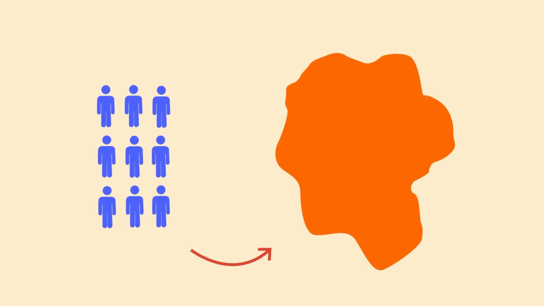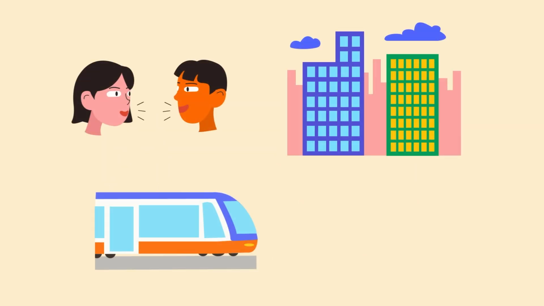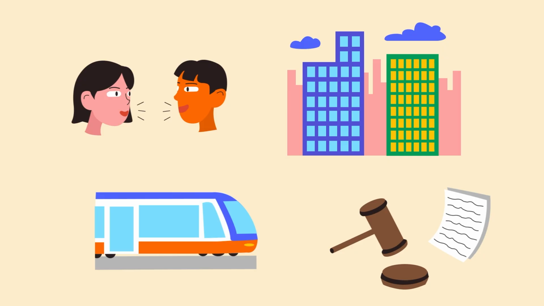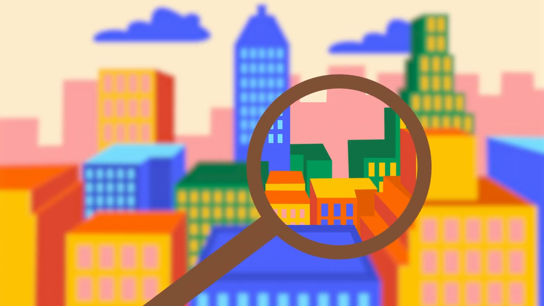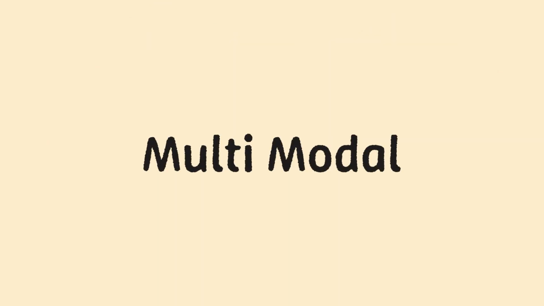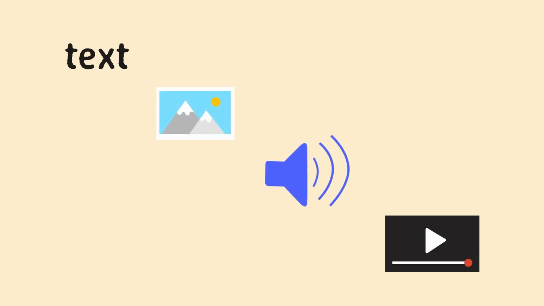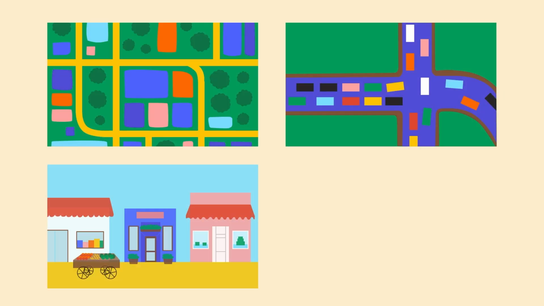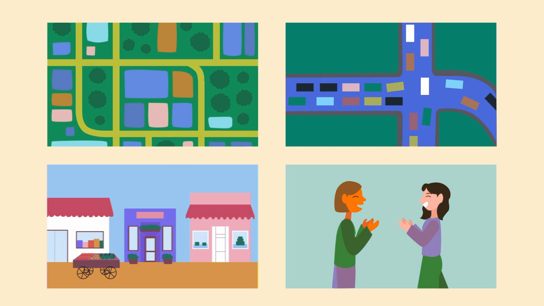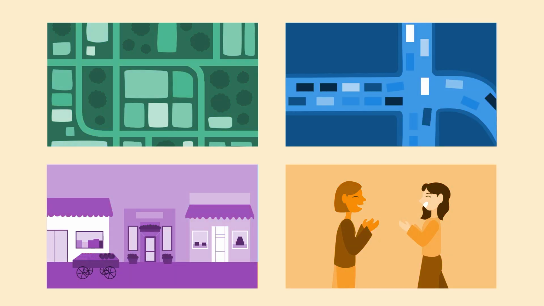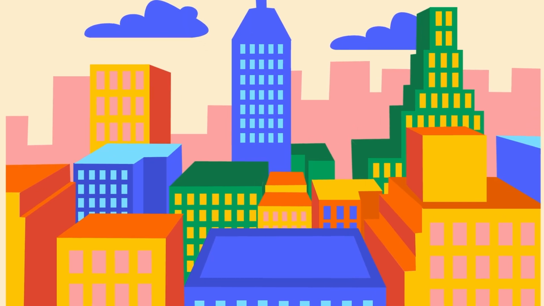For example, just studying the population of a city doesn't give us much information about it, but looking at its people, its architecture, transportation system, governance, and policies gives us a much clearer view of how the whole city functions. Multimodal refers to integrating different data types together, for example, text, images, audio, and video to enhance understanding. Taking the example of the city again, maps, traffic data, business activity, and social interactions all give us different perspectives of the city, and together they give a more complete understanding of it.